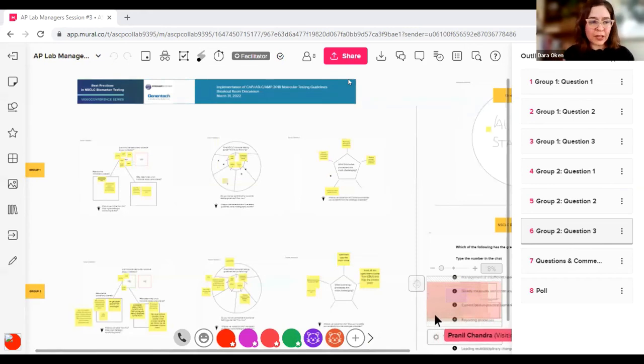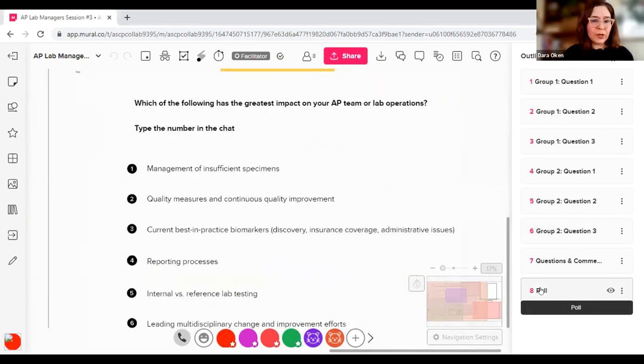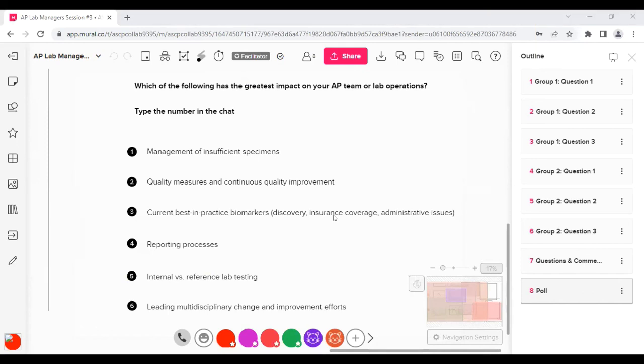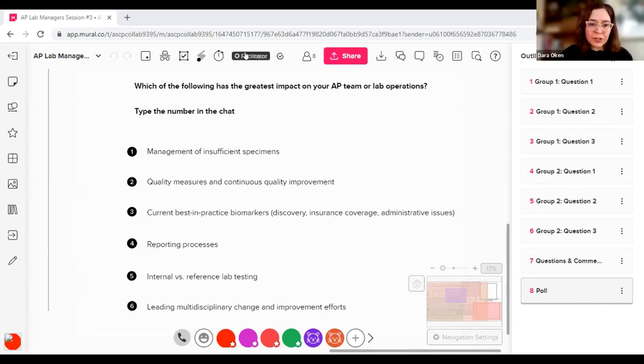We do have one more interactive component that we are hoping to engage you on, and it's a poll looking ahead to a culminating event that will happen this summer. We'd just like to survey you on which of the following has the greatest impact in your AP team and lab operation. Please type in the chat 1, 2, or 3 numbers that indicate highest area of impact. Management of insufficient specimens, quality measures and continuous quality improvement, current best practice in biomarkers, reporting processes, internal versus reference lab testing, leading multidisciplinary change and improvement efforts.